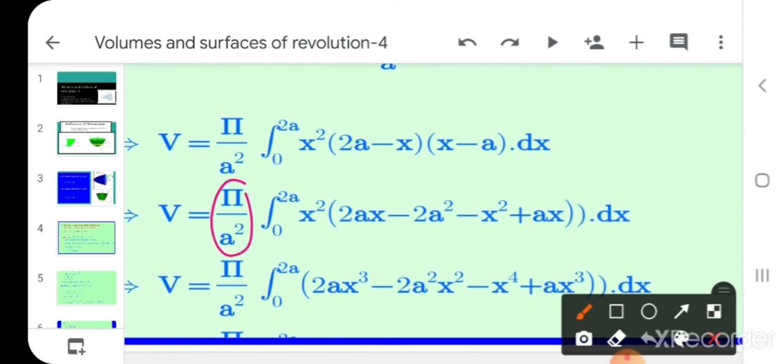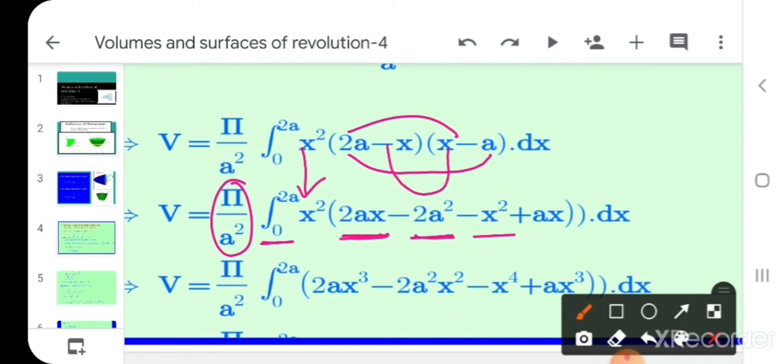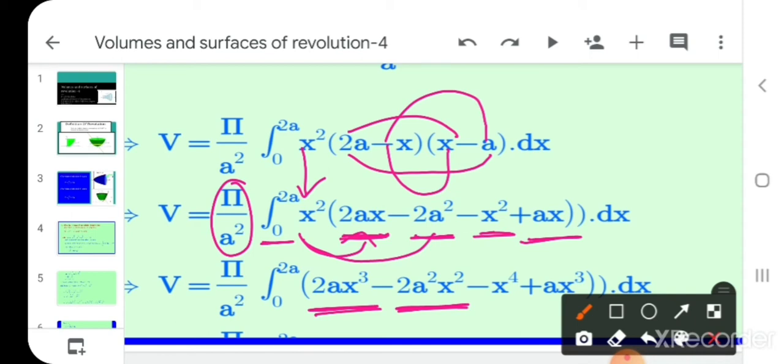Same, pi by a square, same, integral 0 to 2a, x square same, 2a into x, that is 2ax, 2a into minus a, minus 2a square, minus x into x, minus x square, minus x into minus a, plus ax. Okay, now I multiply with x square: x square into 2ax gives 2ax cube, x square into minus 2a square gives minus 2a square x square, x square into minus x square gives minus x power 4, last term x square into ax gives ax cube, dx.